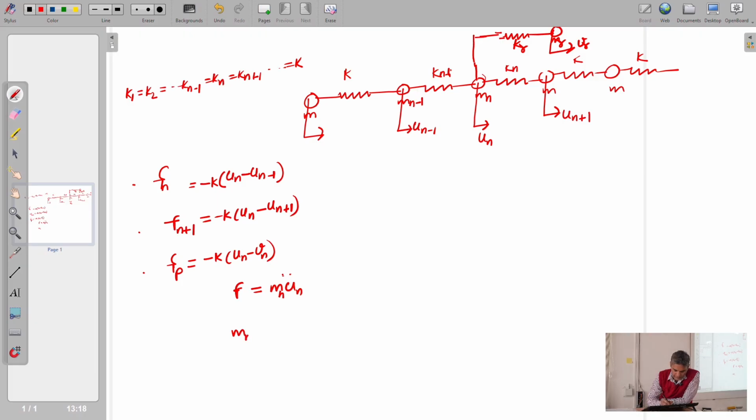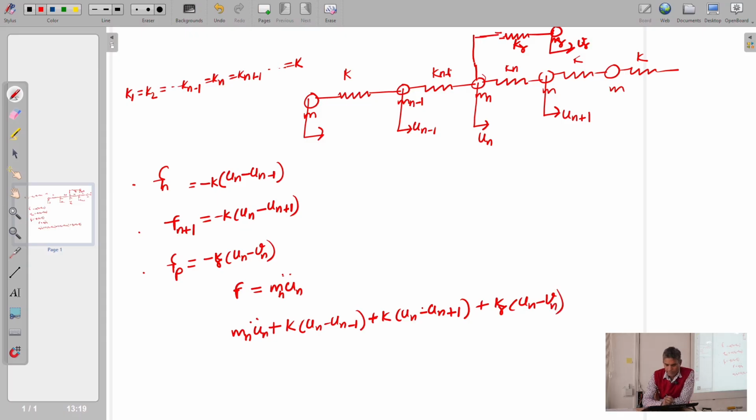Mn Un double dot plus K Un minus Un minus 1 plus K Un minus Un plus 1 and plus K Un minus Vn. This is Kr, right? This is Kr. So actually this is the equation for the main mass, right?